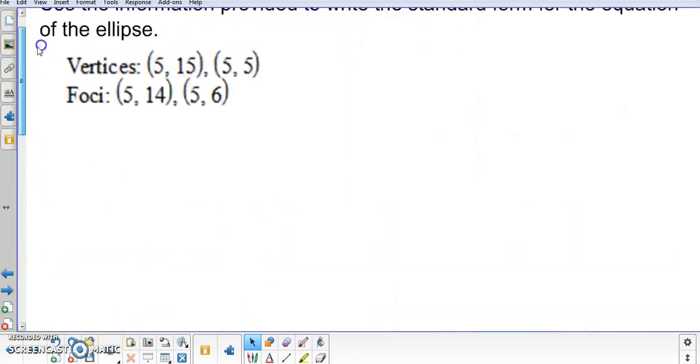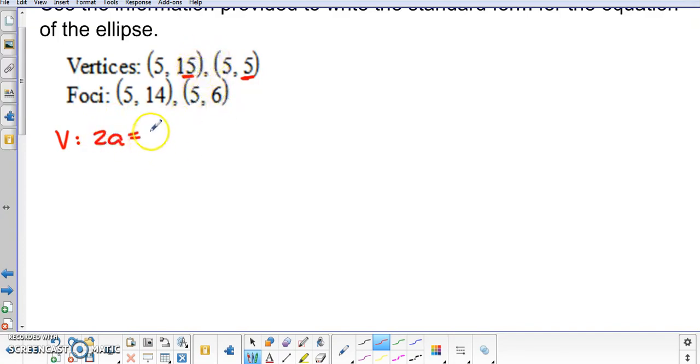Alright, so for this one right here, I have to find the difference between the one that's changing. So for my vertices, or 2a, that's going to get me 15 minus 5. So 2a is going to equal 10. That means a is going to equal 5, and a squared equals 25.